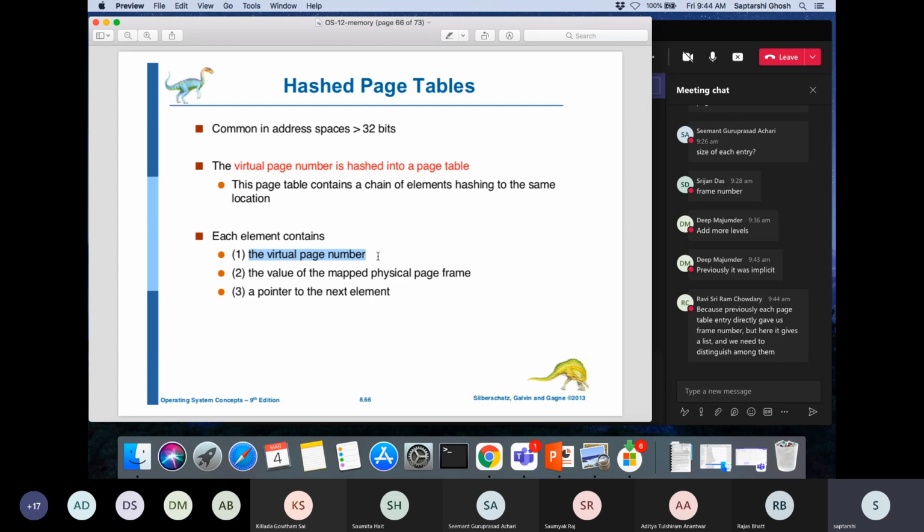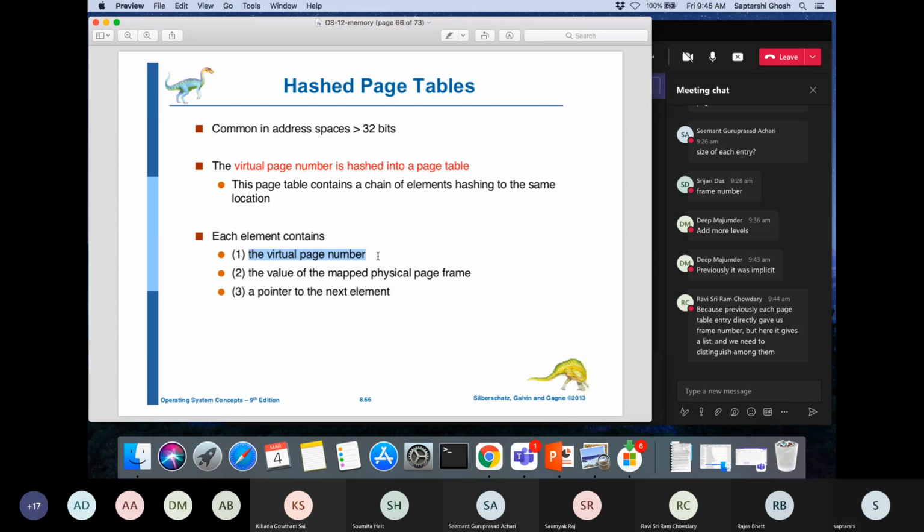Sir, the virtual page number means the entry number in the page table itself. Exactly. So until now, page tables were like an array. The index into the array is the virtual page number. If the virtual page number was zero, that is the zeroth entry of that page table. Virtual page number one, that is the first entry of the page table. I think Deep also meant the same thing. So page tables till now were a kind of array, and the index was the virtual page number. For virtual page number i, that entry was found in the ith entry of the page table.